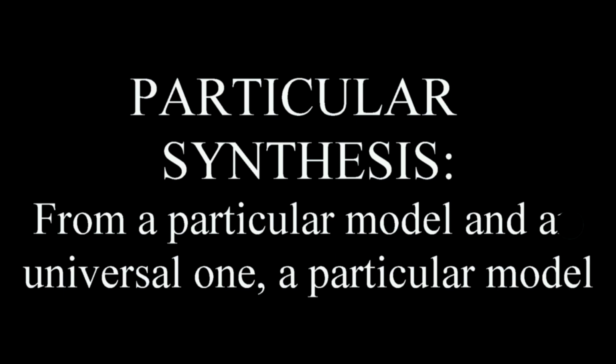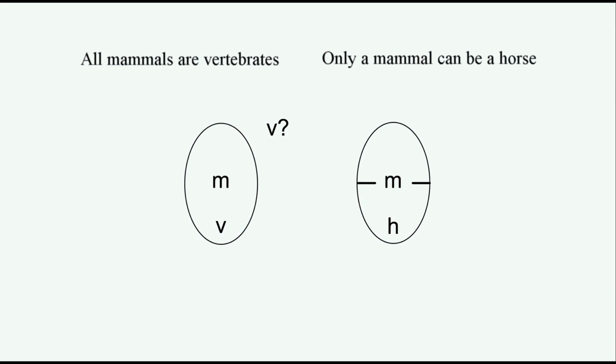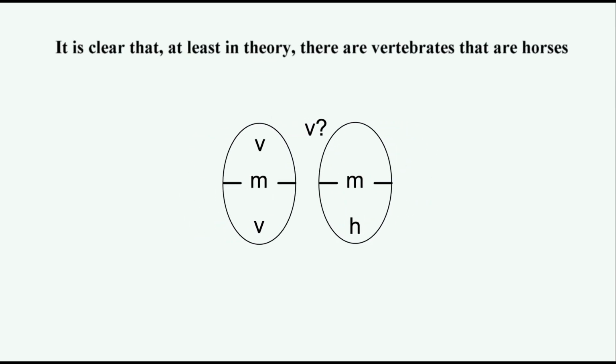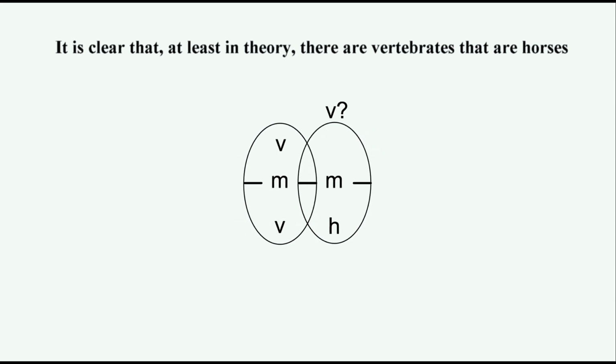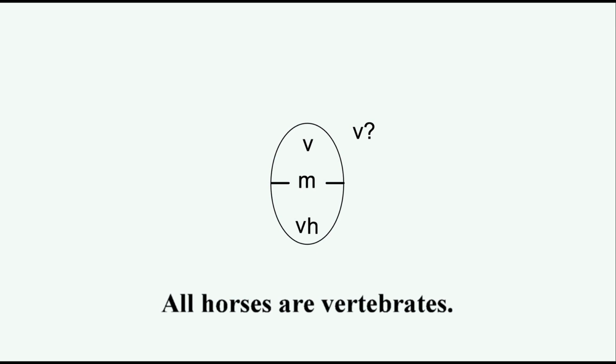Particular synthesis: from a particular model and a universal one, a particular model. All mammals are vertebrates. Only a mammal can be a horse. It is clear that, at least in theory, there are vertebrates that are horses. Since we see that the only H in the model is associated with V, we can say that all horses are vertebrates.